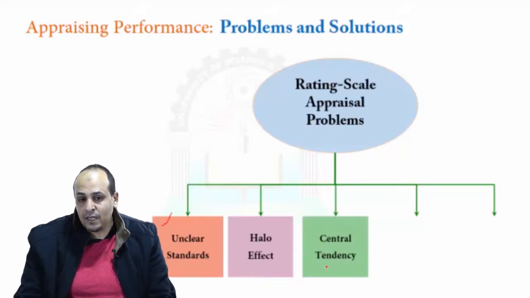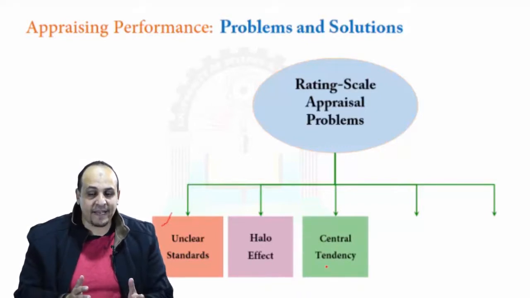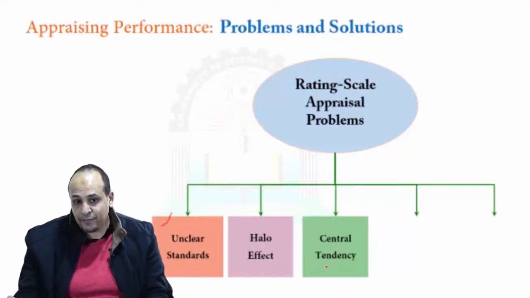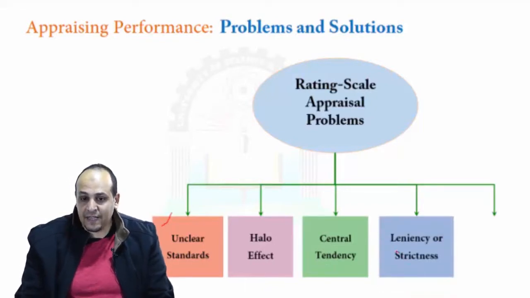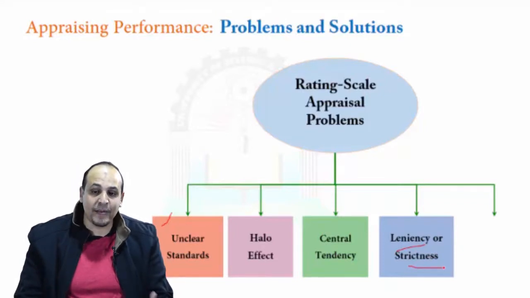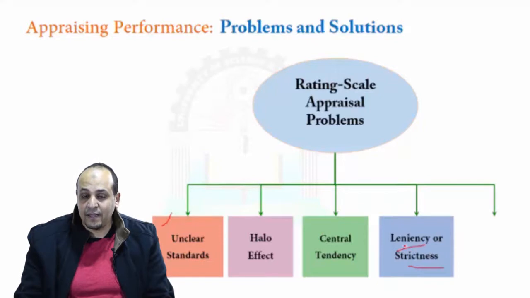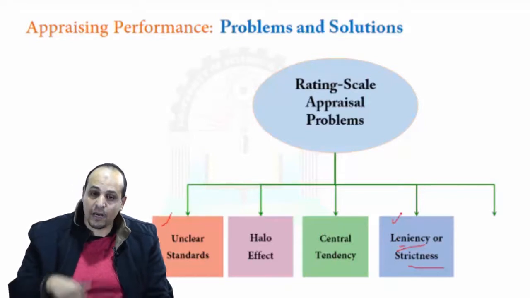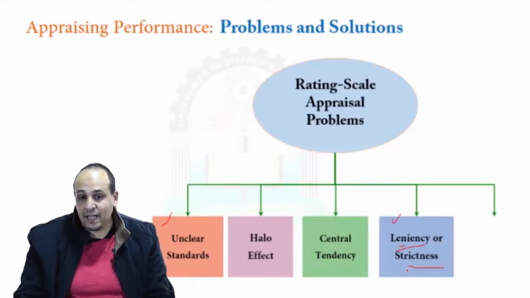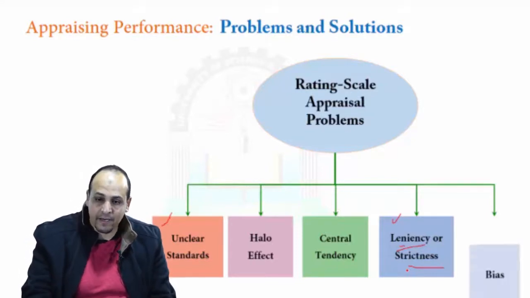Central tendency. This is one of the problems where raters usually tend to rate almost all the employees in the center. They're not very good, they're not very bad. And then we have either leniency or strictness. Now these issues are more up to the raters. Some raters can be very lenient to employees, so almost all the employees will be very good or above what is expected. On the other hand, at the other extreme, raters can be very strict in rating employees. So this is another issue that can happen.